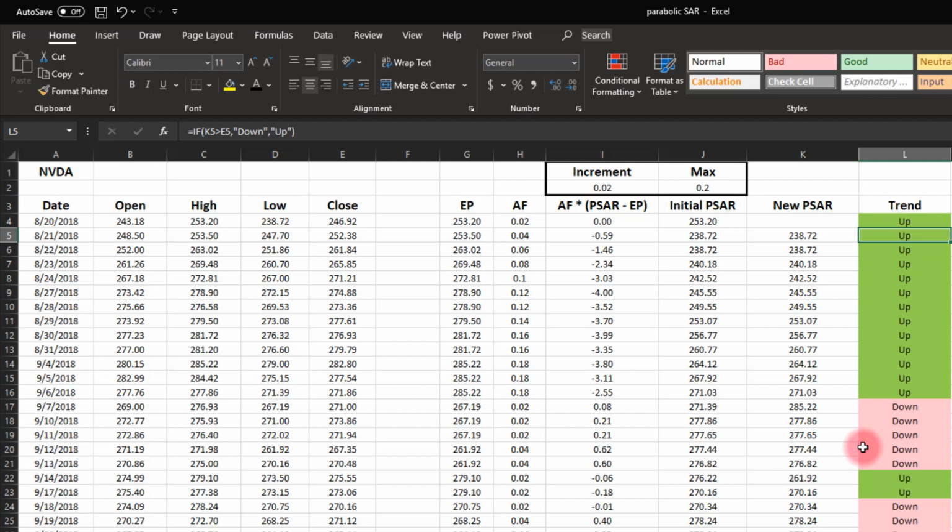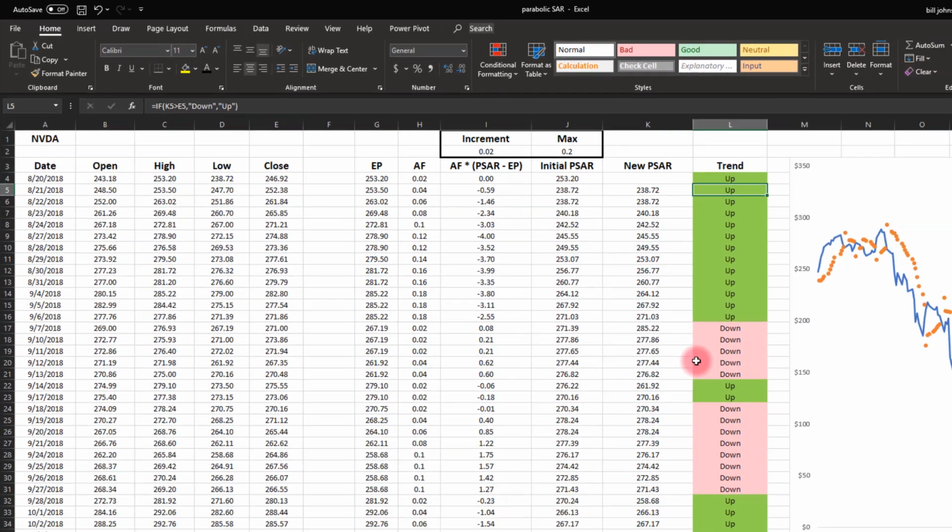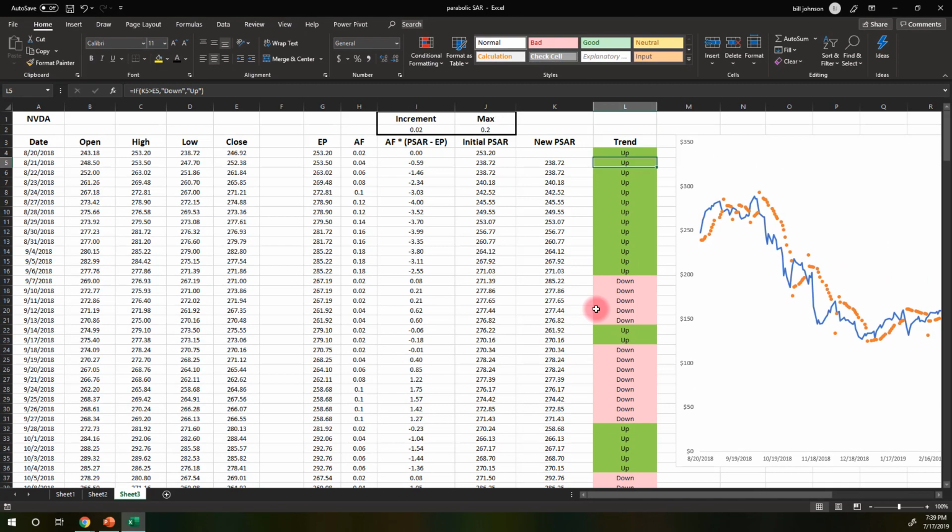Again, you don't really need to know any of this. It might give you a little bit of insights, but the main thing that you understand is how to read the chart. And if you can understand how to put it on your chart, it's a very simple indicator to use.